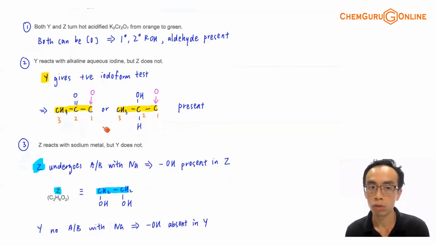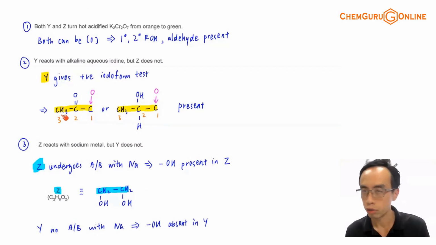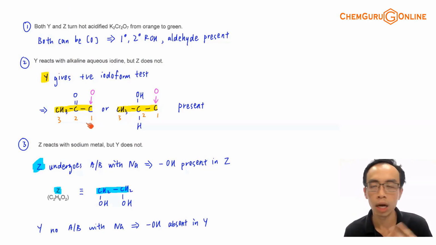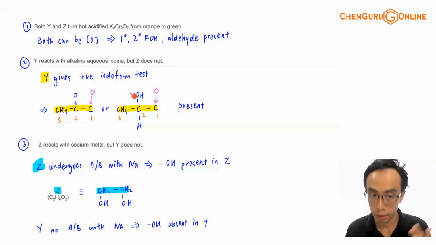Actually, at this stage, we are not so sure, but at least what I do know is, carbon number 3 is CH3, carbon number 2 is a C double bond O, only carbon number 1, which carries the oxygen. I don't know whether this is an alcohol or a carbonyl compound. Later we will figure out, but this is what we have so far, involving Y, correct?